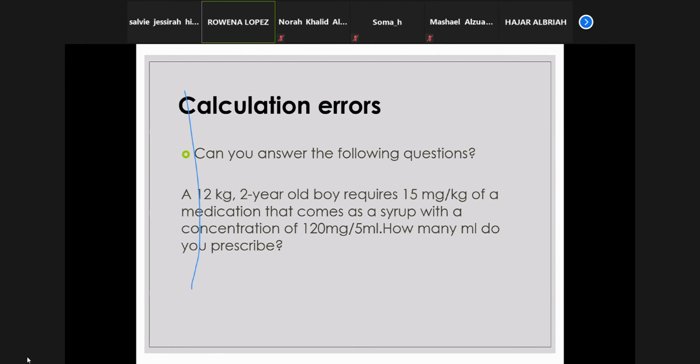So what's your answer? Okay, 6 ml, because you have to divide your 15 milligrams. Your desired dose is what? 150 milligrams, right? And the body weight of the baby is 12. Yes. So your stock is 120 milligrams. So divided by 120 milligrams, multiplied by 5 ml, that would give you 6.